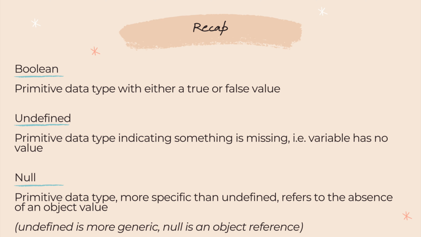Okay, so we've looked at 3 different data types in this video. We've looked at Boolean to begin with, which is a simple true or false value. This primitive data type is really useful and often seen combined with an if statement. We have undefined, again a primitive data type which indicates that something is missing. In our example, we took a look at a variable which has no value assigned to it. Finally, we also discovered null, which is again a primitive data type, and it's more specific than undefined, and it refers to an object which is absent of any values. And you can see at the bottom here that undefined is a more generic result, and null is more specific to an object.